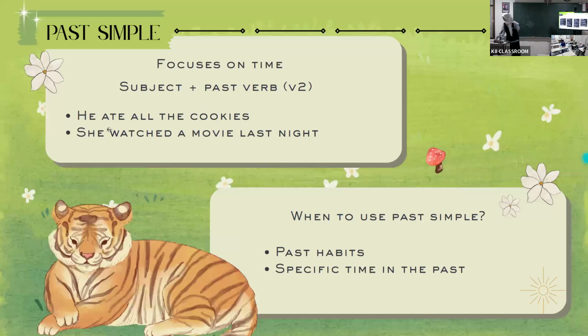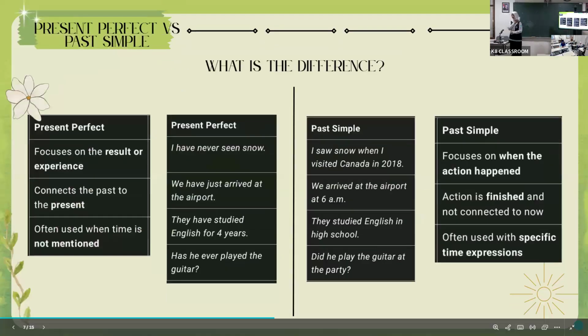Now that we know about present perfect and past simple, what is the difference between the two? Present perfect focuses on the result or the experience and connects the past to the present. Present perfect is often used when time is not mentioned. Unlike past simple, which focuses on when the action happened, and the action is finished and not connected to the present. And past simple is often used with specific time expressions.